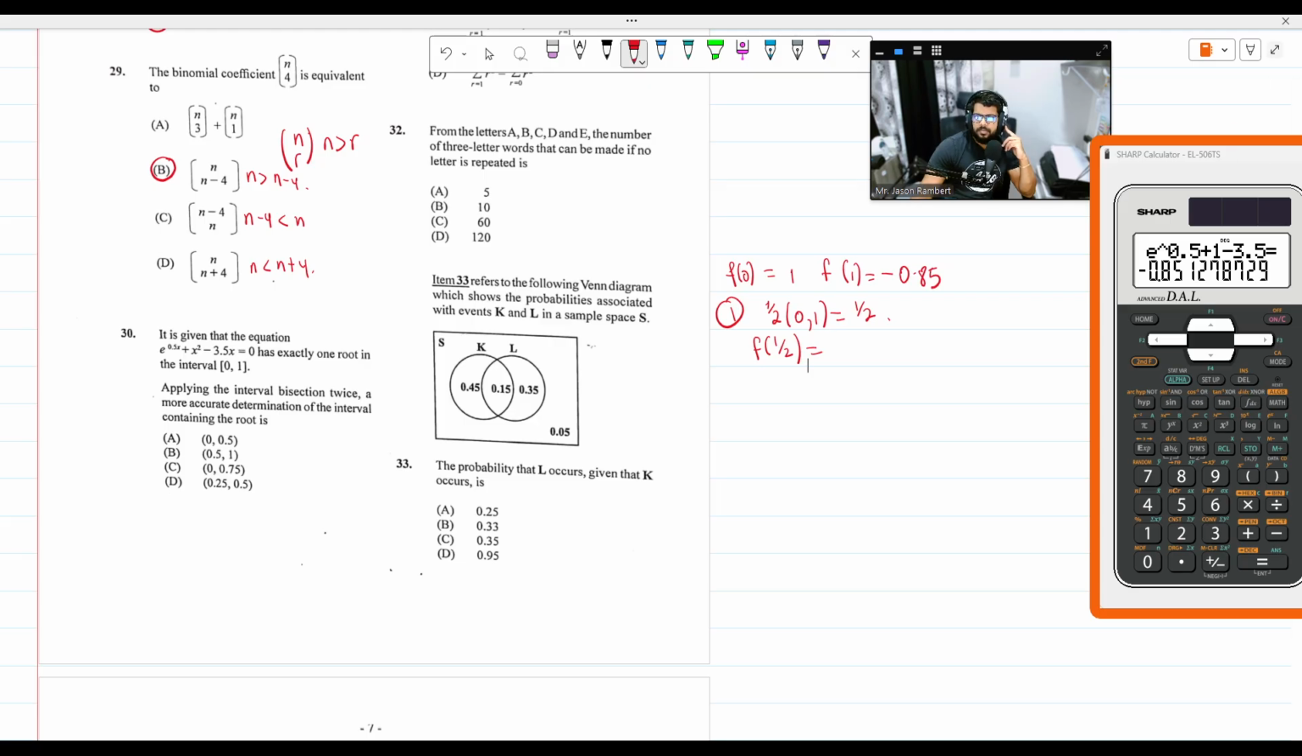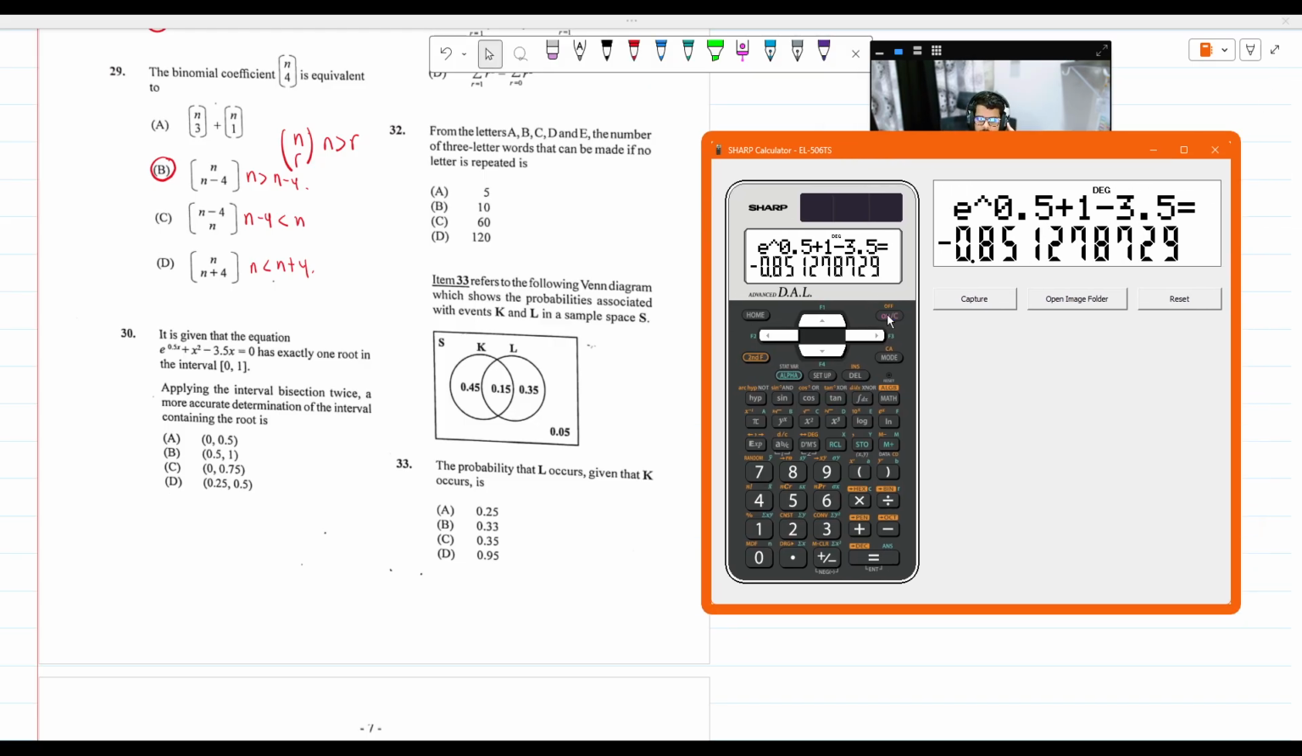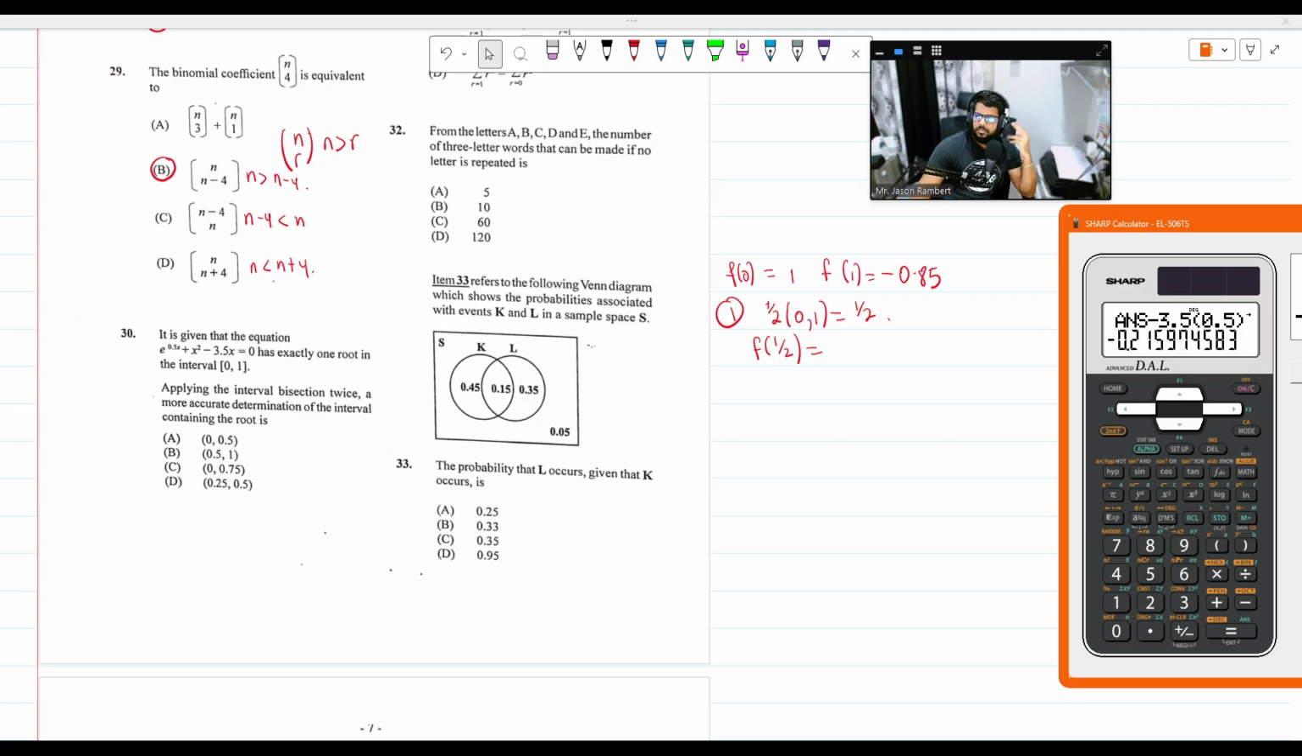f of a half is e to the power 0.5 by 0.5 plus 0.5 squared minus 3.5 multiplied by 0.5, which is negative 0.22. So our root lies between 0 and a half.